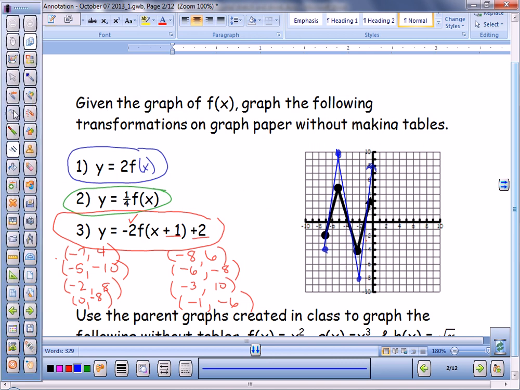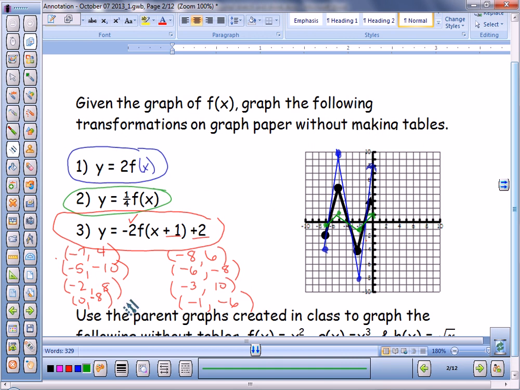Okay, number 2, we're supposed to take our y's and multiply by a 4th. So a 4th of -2 is about -1/2. A 4th of 5 is 1.25, so I put it about there. A 4th of -4 would be -1. And a 4th of +4 would be about +1. That's where that arrow would go. And so I would connect the dots. So this one has been vertically compressed. It's been pushed down.